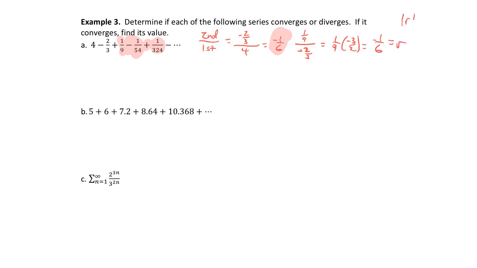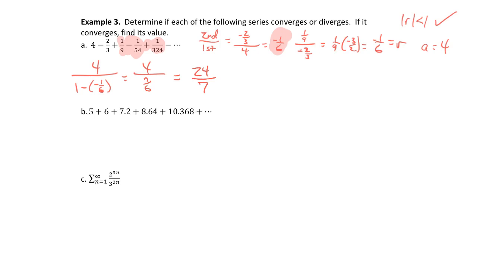Is the absolute value of r less than 1? Check. Okay, so our sum is going to be the first term, a is 4, so we end up with 4 divided by 1 minus negative 1/6, which is 4 divided by, 1 minus negative 1/6, that's going to be 7/6 in the denominator. And when we take the reciprocal of the denominator and multiply, we end up with 24/7. Okay.